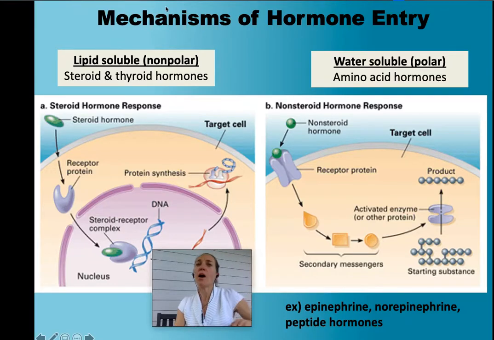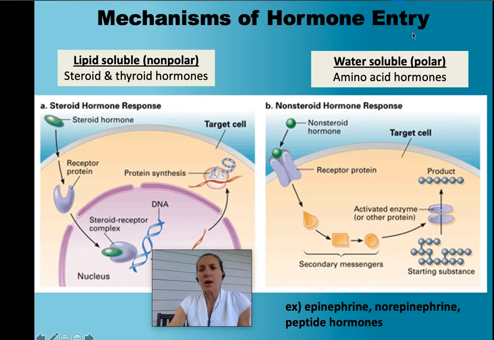So if a hormone is lipid soluble, the key hormones that fall under lipid soluble are going to be your steroid hormones and your thyroid hormones. They can go right through the cell membrane. They're not repelled by the phospholipid bilayer, so they can go right through the membrane of the cell and bind to receptors on the inside of the cell and act a little bit more quickly in the cell as a consequence.